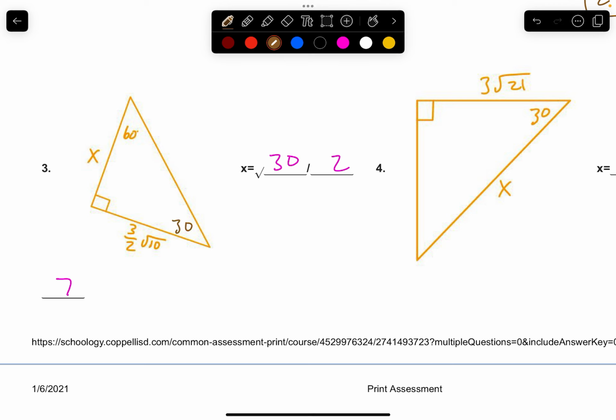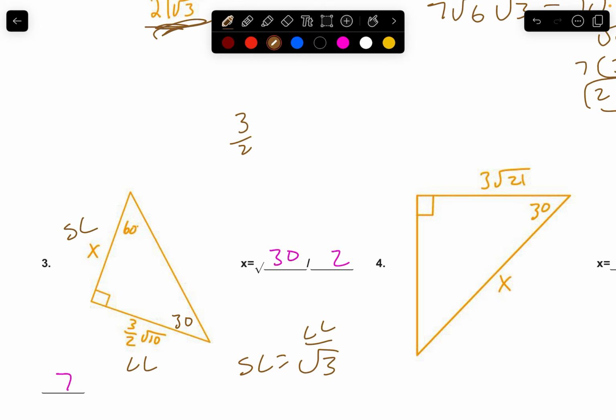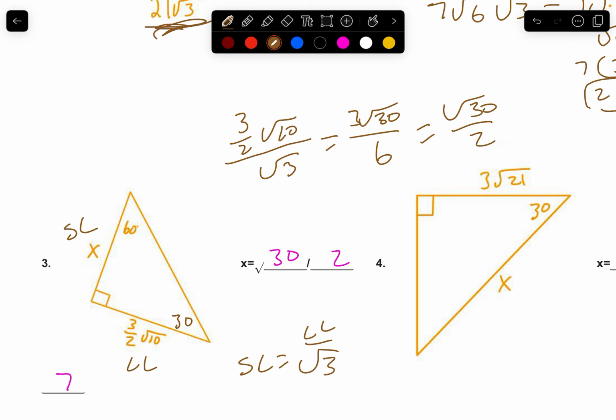All right, we got a 30, 60, 90. I know the long leg and I need the short leg. Remember that the short leg equals the long leg divided by root 3. So that's going to look kind of clunky, but it's going to be 3/2 root 10 divided by root 3. So that's going to be 3 root 30 over 6, which is going to be root 30 over 2.